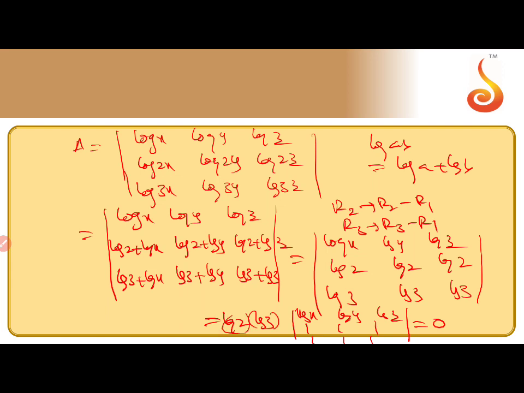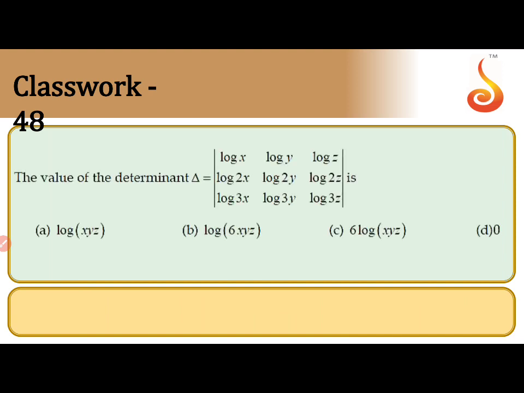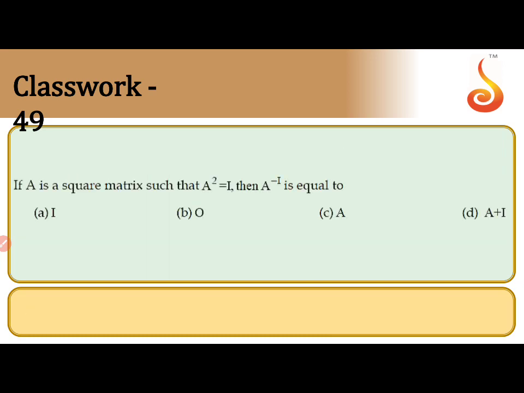So once again, log 2x is log 2 plus log x, log 2y is log 2 plus log y, and log 2z is log 2 plus log z. Same for the third row also. You can subtract R2 and R1, R3 and R1. So you get this: log 2 common here, log 3 common here, and the rows become identical. Therefore, the value of the determinant is 0 only. This is a very good question. So observe the problems: any problem linked with log terms will always give the answer 0 only, if the option 0 is given.